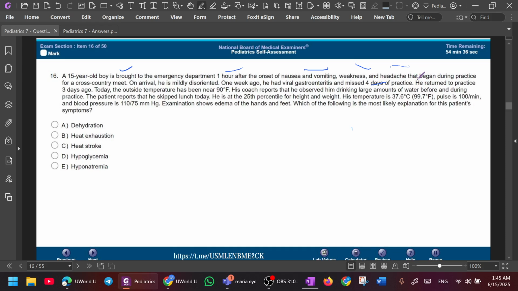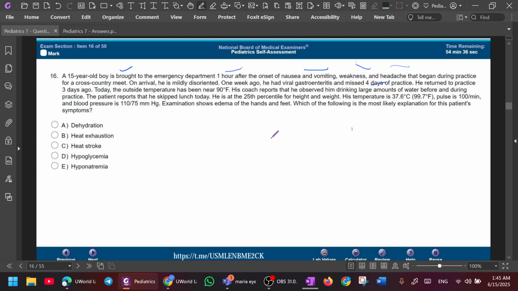Today, the outside temperature has been near 90 degrees Fahrenheit. His coach reports that he observed him drinking a large amount of water before and during practice. The patient reports that he skipped lunch today. He is at the 25th percentile for height and weight.